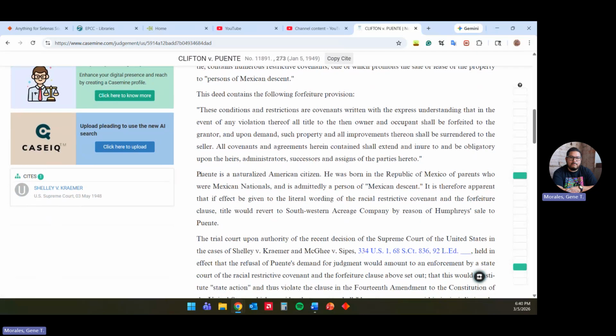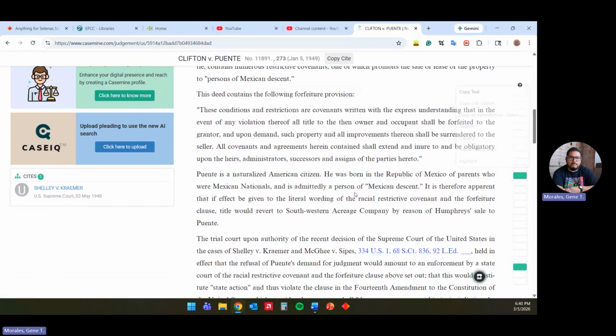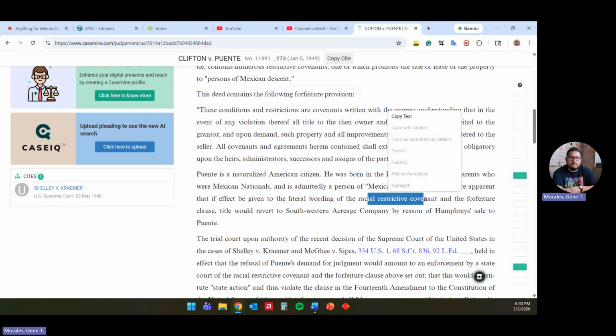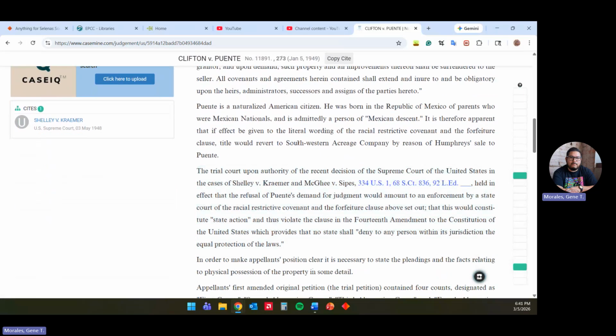And what we start seeing here is Puente is a naturalized American citizen. He was born in the Republic of Mexico and parents who were Mexican nationals, and is admittedly a person of Mexican descent. It is therefore apparent that if effect be given to the literal word of the racial restricted covenant and forfeiture clause, title would revert to the Southwestern Acreage Company and by reason of Humphrey's sale to Puente. And this is where we get to the real court case.